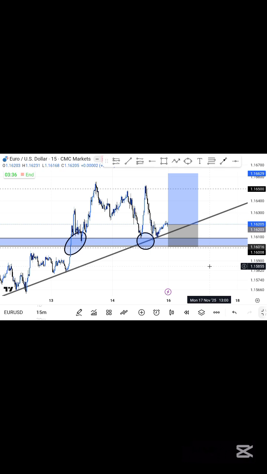That's my analysis for now. Alright guys, as you can see, that is the analysis I did on EU. That will be for now and for today.